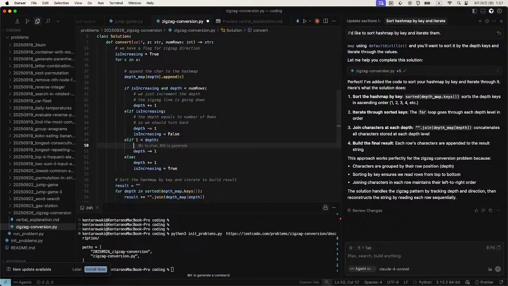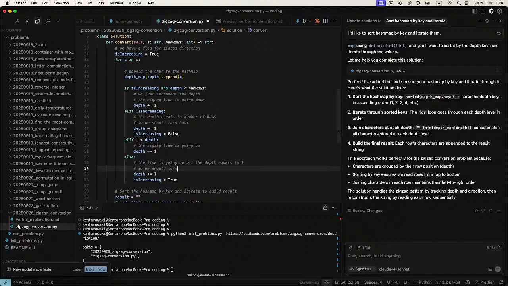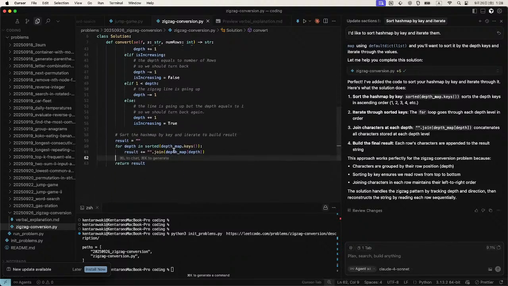Yeah, and in this case the line is going up, but the depth equals 1, so we should turn back again, and sort the hash map by key and iterate to build a result. Yep.